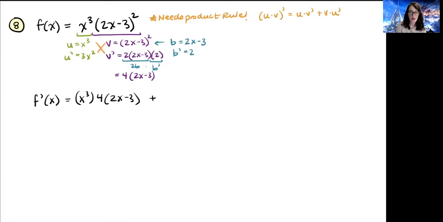Now, it doesn't matter which order that we multiply these in. I'm just going to write the 3x squared first and this stuff second, because we normally write a single term piece in the beginning and then a multiple term piece in the end. So we've got 3x squared times 2x minus 3 all raised to the second power. So here's the end of the calculus part.